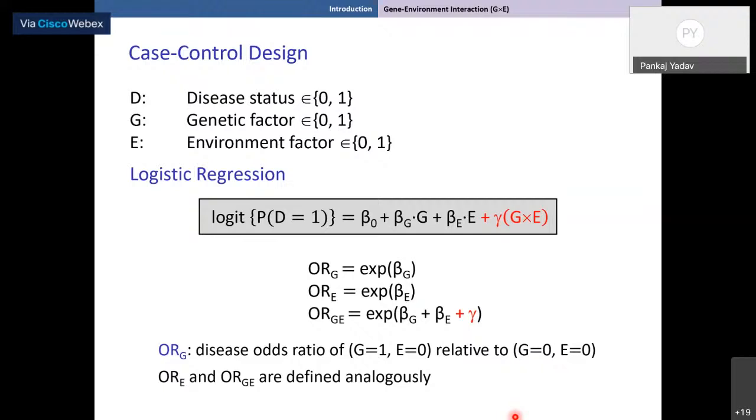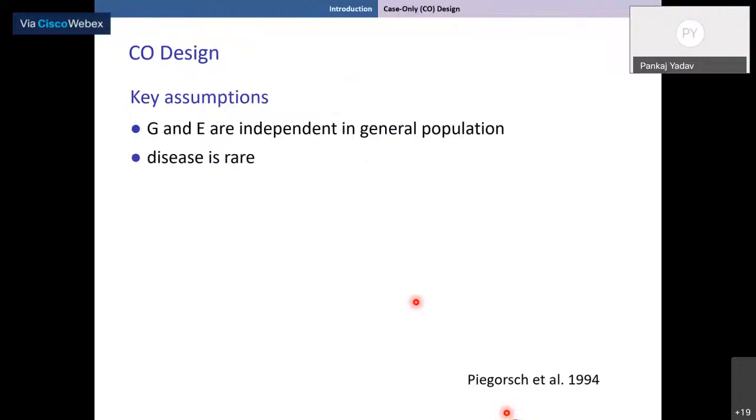All right, so this is the case control traditional way of studying the gene environment interactions. Now I want to show you this case only design.